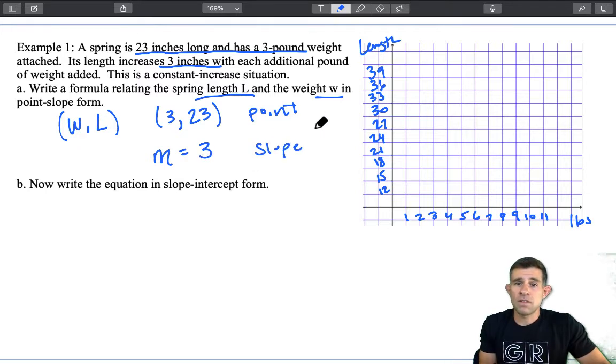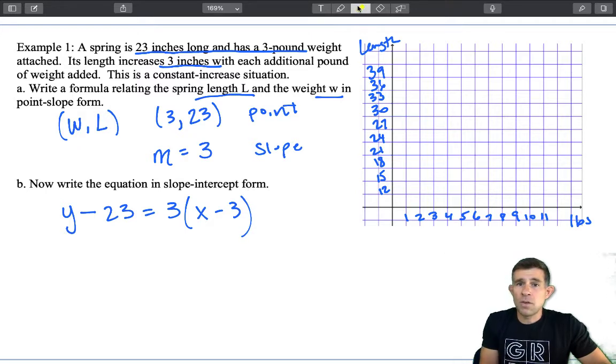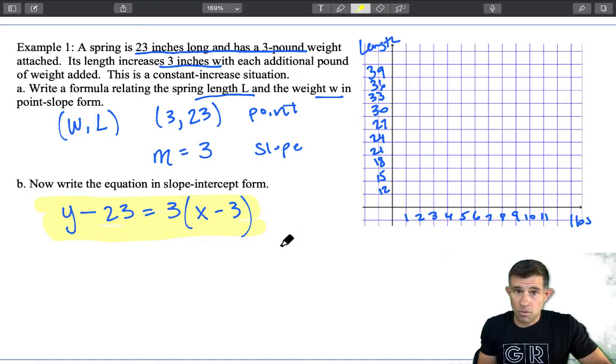So we're going to write this in point-slope form. And it will go like this: y minus my y-coordinate here, 23, is equal to the slope, 3, times x minus my x-coordinate, which is 3. And here is the equation, or the formula, for this linear function written in point-slope form.